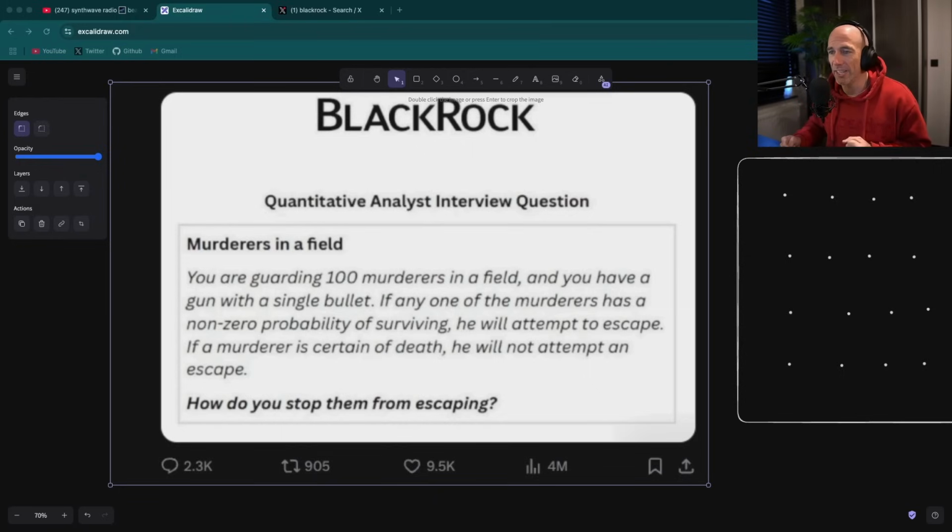These guys came up with this beautiful interviewing question that really got my attention. Let me just read through the interviewing question itself. So, murderers in a field. You are guarding 100 murderers in a field, and you have a gun with a single bullet. If any one of the murderers has a non-zero probability of surviving, he will attempt to escape. If a murderer is certain of death, he will not attempt an escape. How do you stop them from escaping?